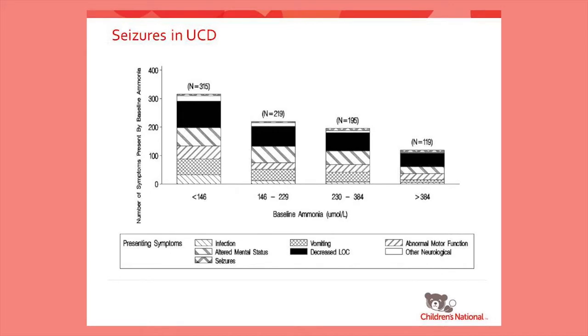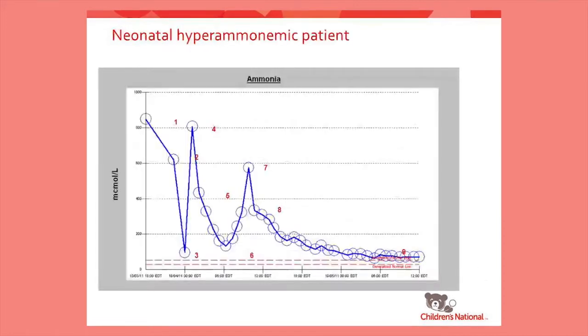This is from a paper looking at the percentage of patients with a specific presenting symptom, and seizures is in this type of box. That's this one at the top here. So apparently not many at first presentation, but certainly more the higher your ammonia is. So you should think about it in your encephalopathic patient with elevated ammonia.